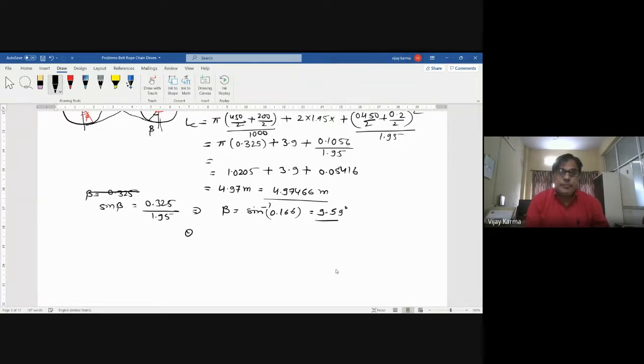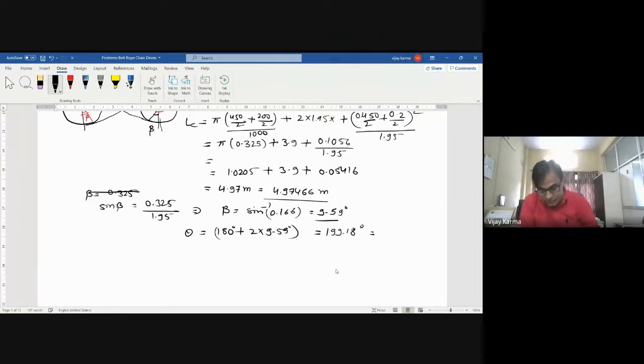So theta is equal to 180 degrees plus 2 beta. 2 into 9.59 plus 180 is 199.18 degrees. Converting 199.18 degrees to radians, it is 3.474 radian. So this is theta.